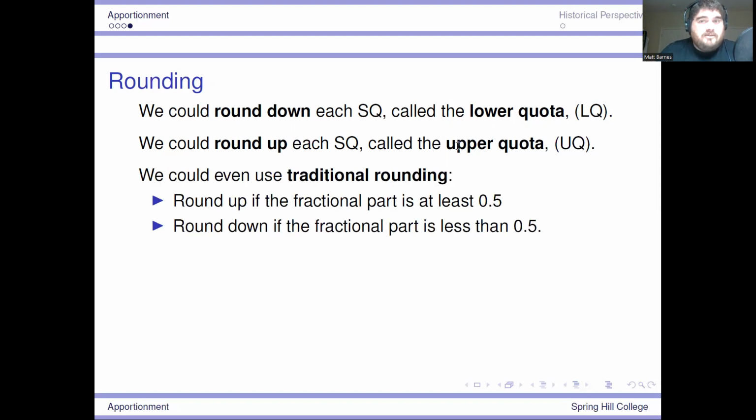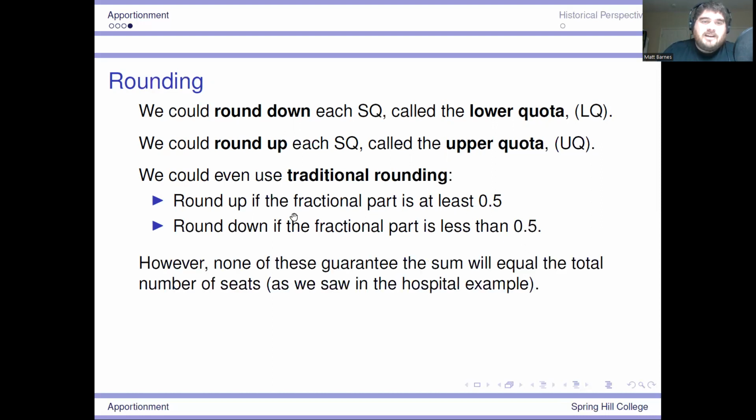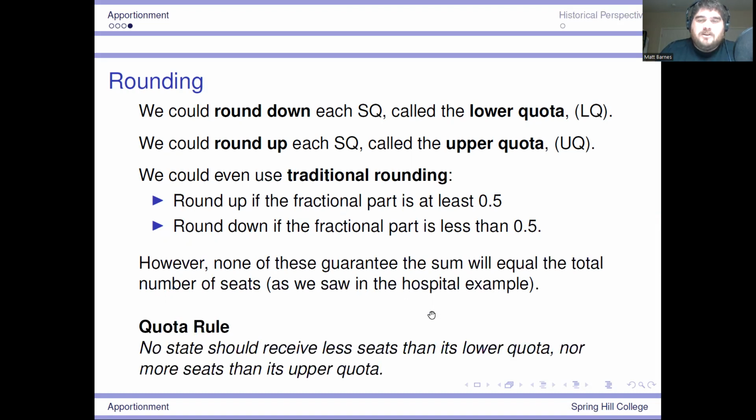Now we could use our standard rules, right? If our fraction is 0.5 or above, then we would go ahead and round up. If it's lower than that, we would round down. But the main problem here is none of these fully guarantee that the number of seats we're going to give out is going to stay consistent, right? And you saw this on the worksheet as well when we tried to deal with the number of nurses.